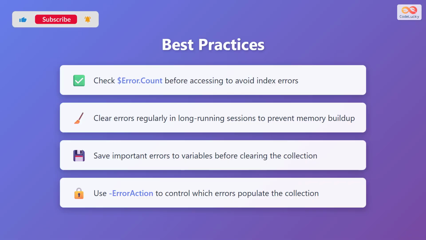Let's wrap up with some best practices. Always check $error.count before accessing errors to avoid index out-of-range issues. Clear errors regularly in long-running sessions to prevent memory buildup and keep your error log relevant. Save important errors to variables before clearing the collection if you need to reference them later. Finally, use the ErrorAction parameter in your commands to control which errors populate the collection. Following these practices will help you use the $error variable effectively in your PowerShell workflows.